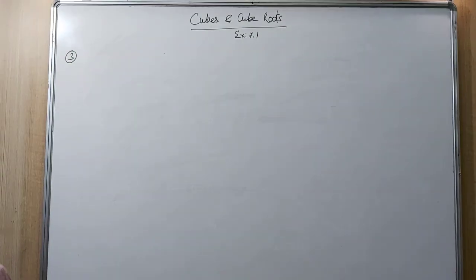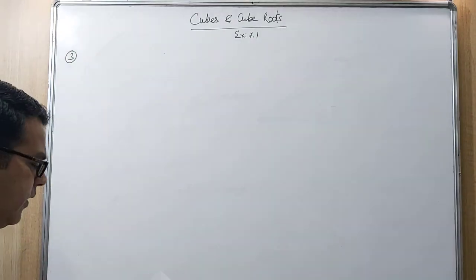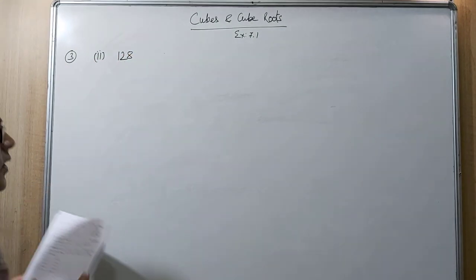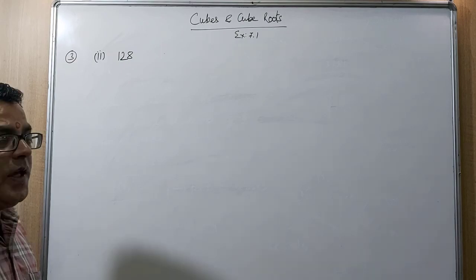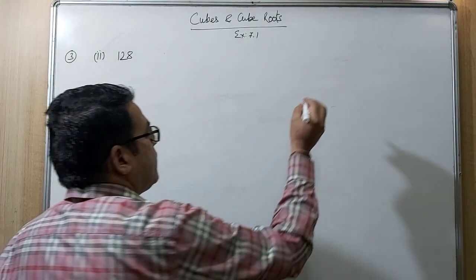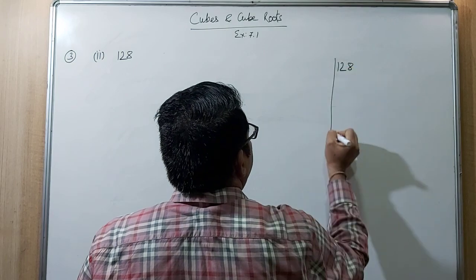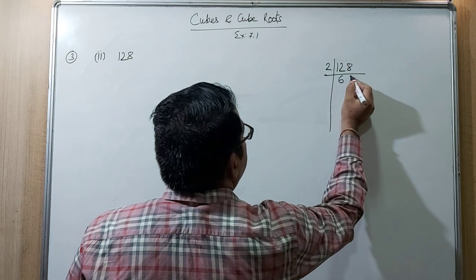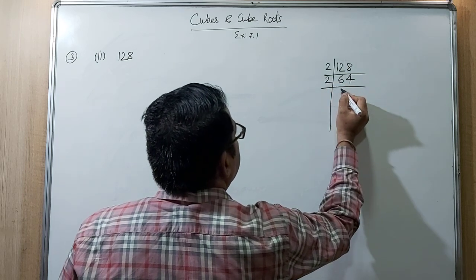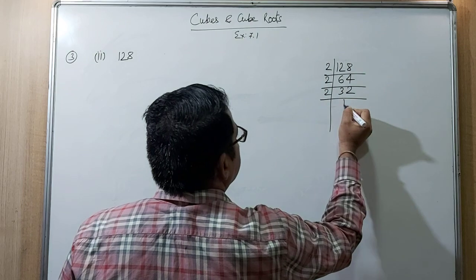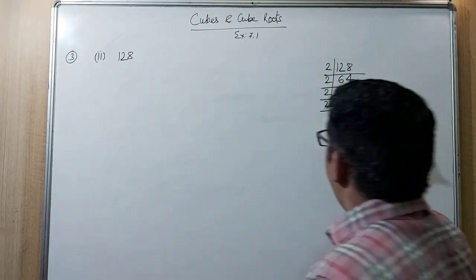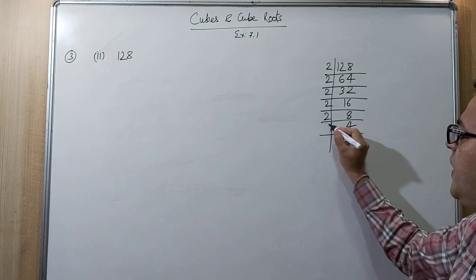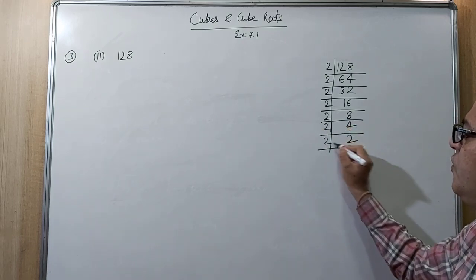So many parts are there. Now the next part, 128. By which number should we divide it to make it a perfect cube? In the same way we have to take the prime factors of 128. So divide by 2 to get 64, by 2 to get 32, by 2 to get 16, by 2 to get 8, by 2 to get 4, by 2 to get 2, and by 2 to get 1.